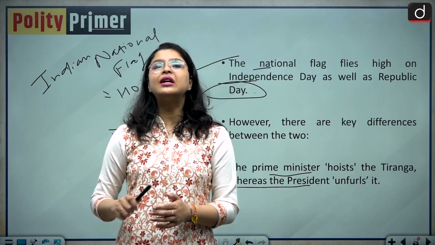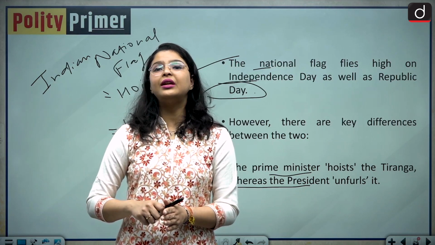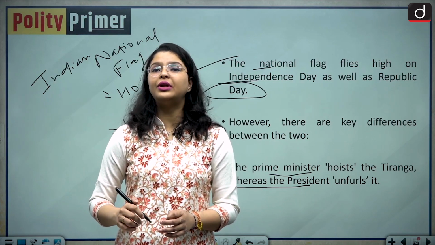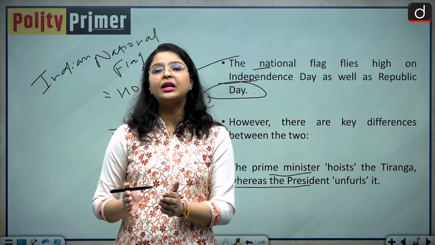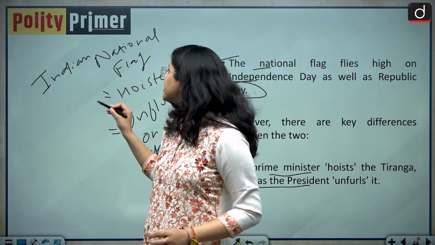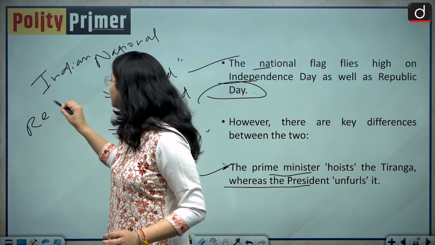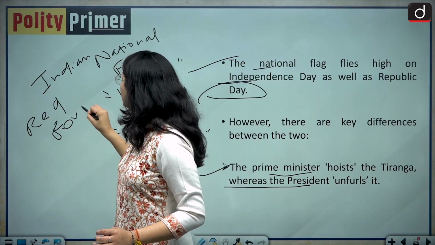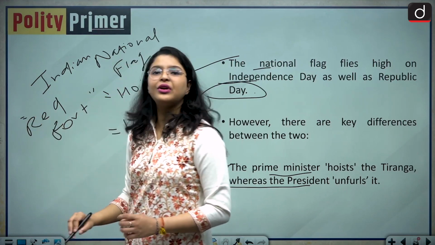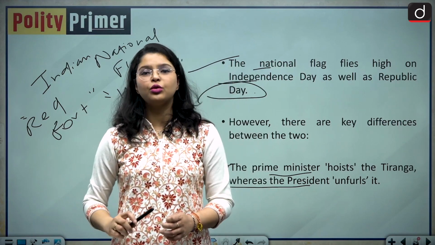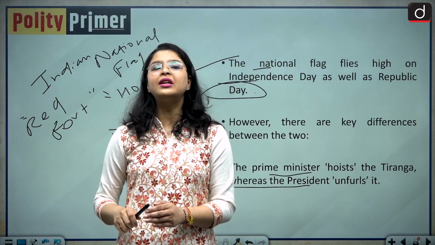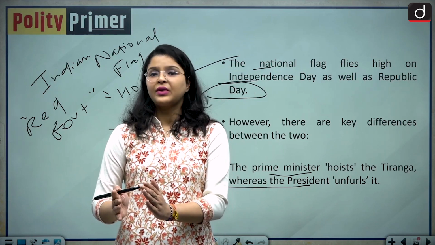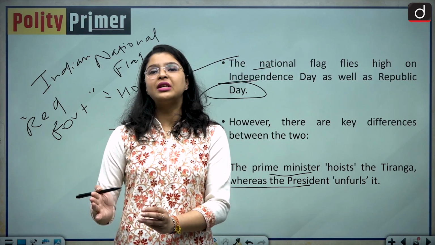So what is the basic difference between hoisting of the Indian national flag and unfurling of the Indian national flag? On Independence Day, flag hoisting is done at Red Fort. Remember these key points. These are very interesting facts that I'm telling you. So, on Independence Day, August 15, 1947, the Indian national flag is hoisted at Red Fort by the Prime Minister of India.